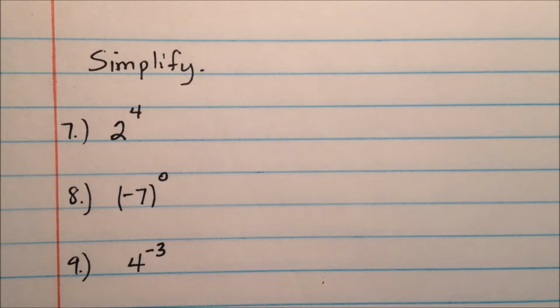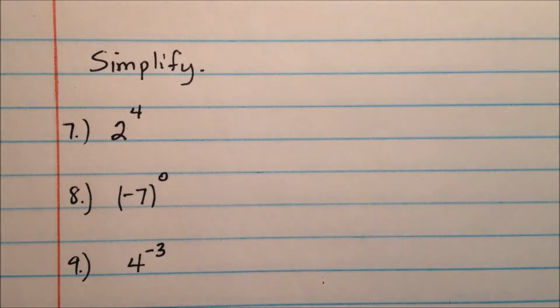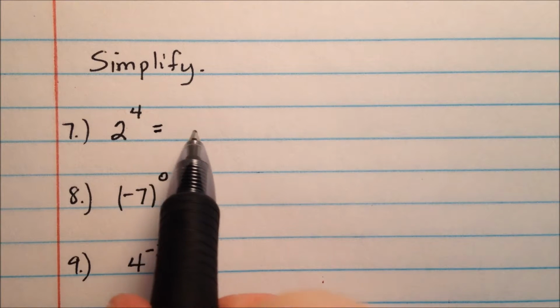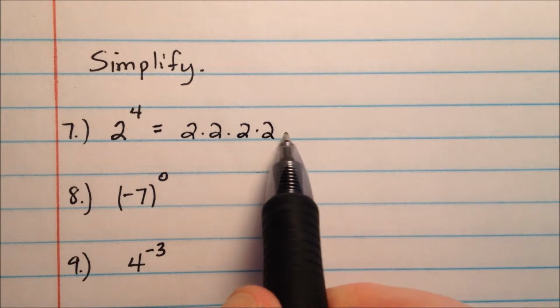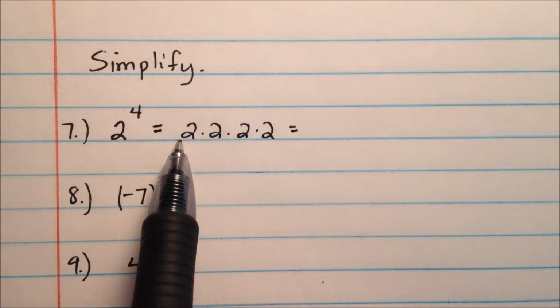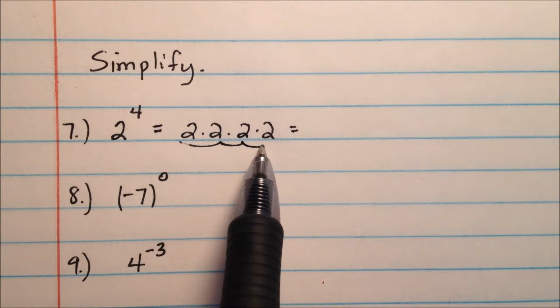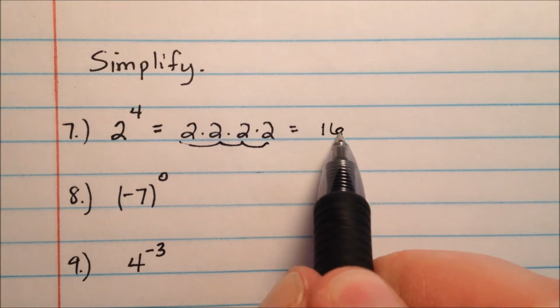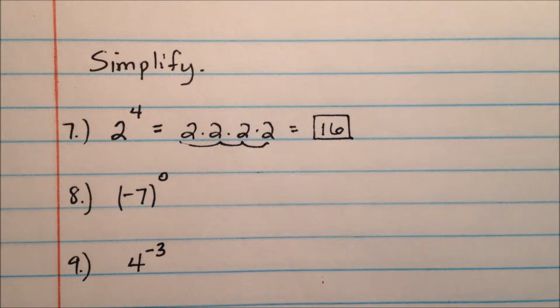In this section, we're told to simplify each one of these expressions. So the first one is 2 to the power of 4, which we could first put in expanded form and say 2 times 2 times 2 times 2, and we see that 2 times 2 is 4, times 2 is 8, times 2 is 16. So we can say 2 to the power of 4 is going to be 16.